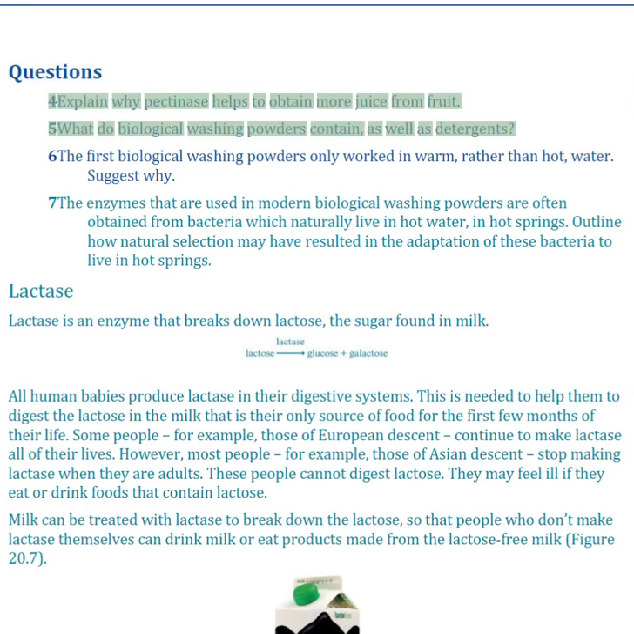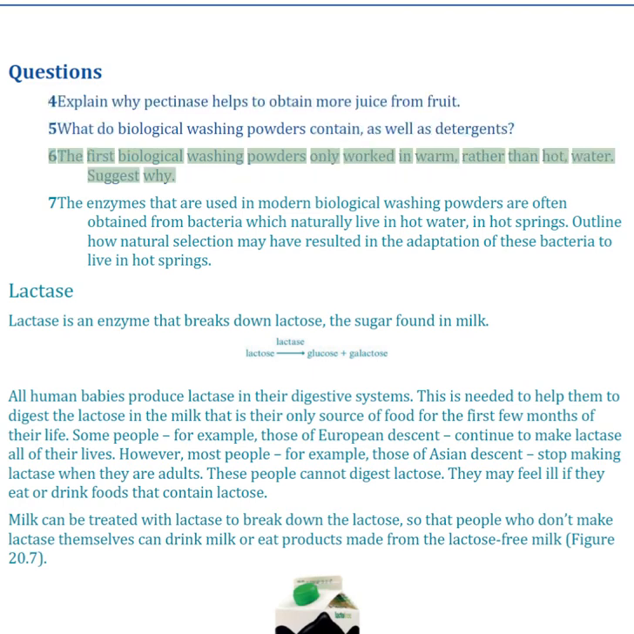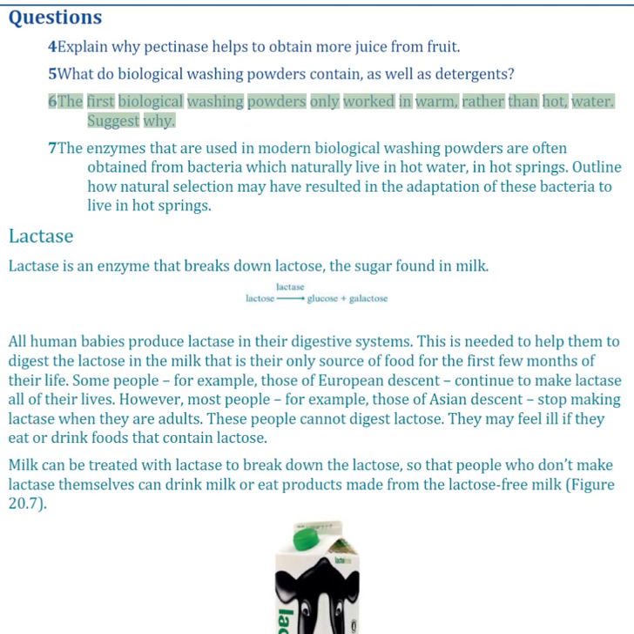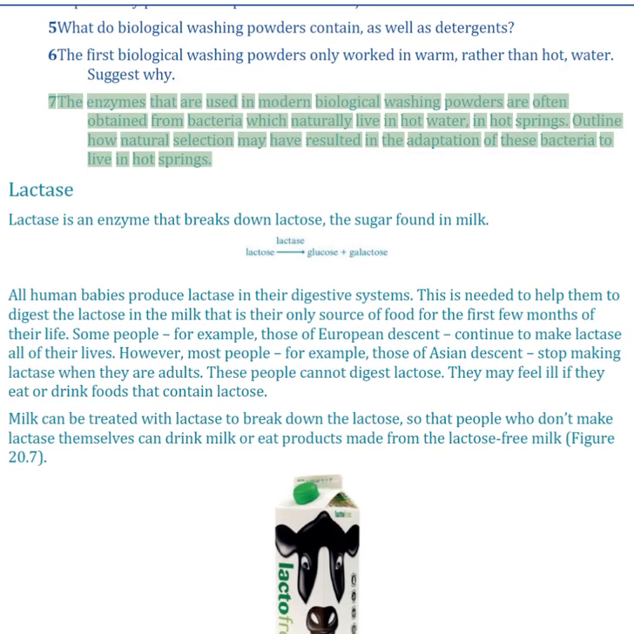Questions. 4. Explain why pectinase helps to obtain more juice from fruit. 5. What do biological washing powders contain, as well as detergents? 6. The first biological washing powders only worked in warm, rather than hot, water. Suggest why. 7. The enzymes that are used in modern biological washing powders are often obtained from bacteria which naturally live in hot water, in hot springs. Outline how natural selection may have resulted in the adaptation of these bacteria to live in hot springs.